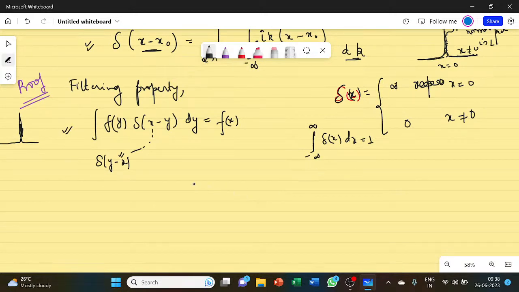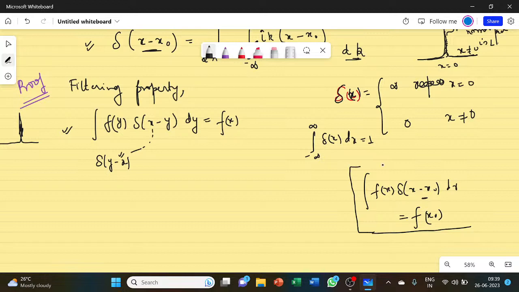For example, if you have f of x and you are writing Dirac of x minus x naught, where is the Dirac situated? The Dirac is situated at x equal to x naught. Then this particular integration is nothing but equal to f of x naught. This particular integral is something like f of x naught.